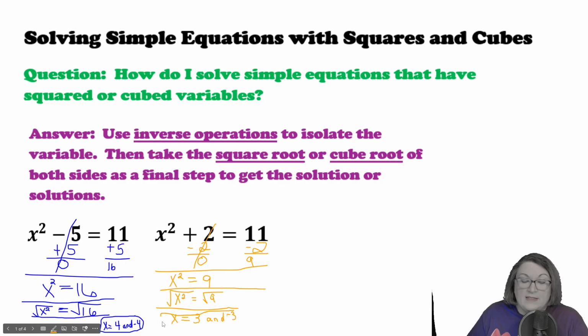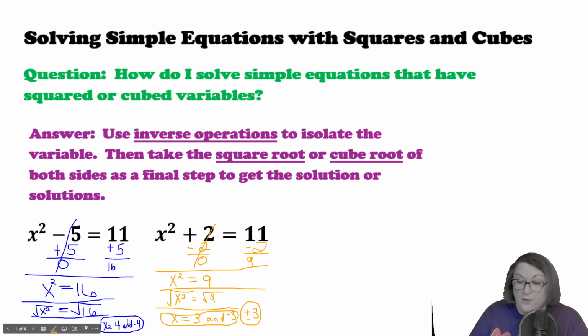Now, sometimes you might see these answers when you have the 2 possible solutions. Sometimes you might see it written like this: positive and negative 3. Some folks like to write it this way. They both mean the same thing. If you write 3 and negative 3, or plus and minus 3 like that, it means the same thing.